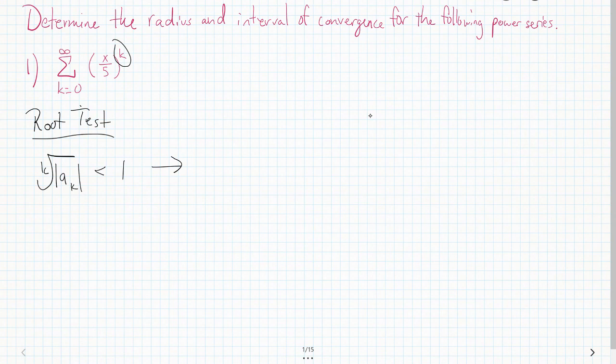And we have a limit as k approaches infinity. There we go, a little better. So the limit as k approaches infinity of the kth root of a sub k, which is x over 5 raised to the k. And this will cancel out with that, and so what we're left with, and all this should be less than 1 as well.